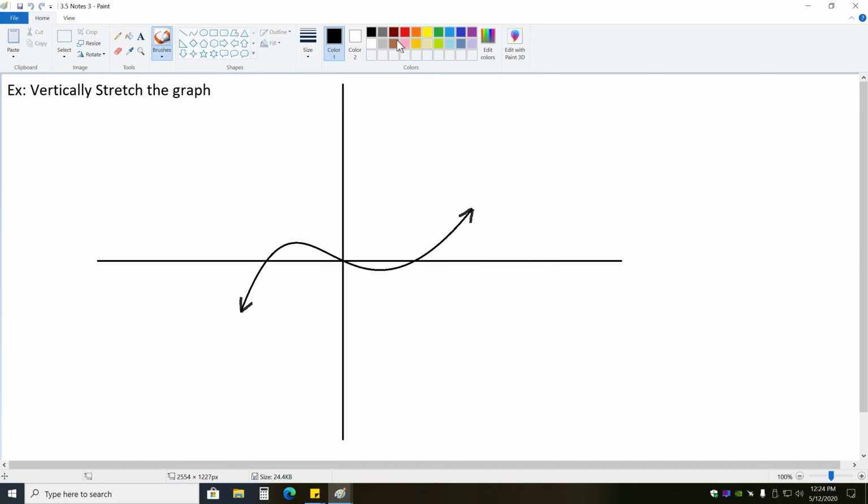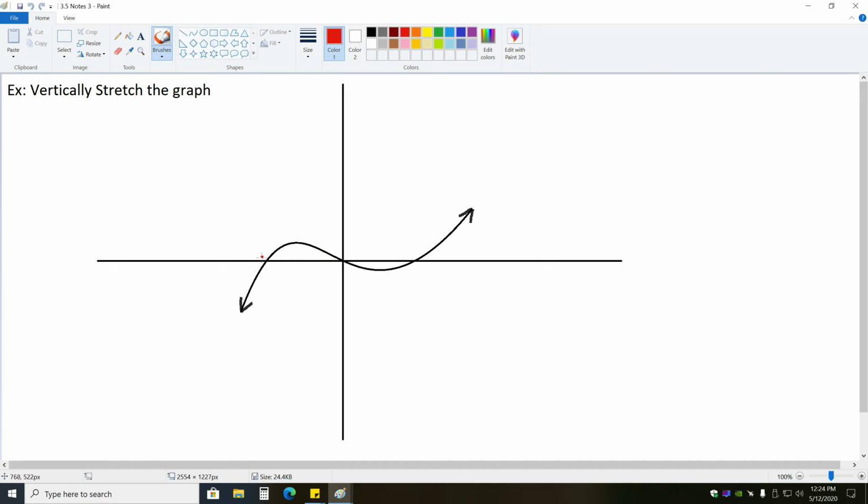So with that in mind, in this example, I want us to vertically stretch the following graph. I want you to take a moment, pause the video, see if you can take your best guess at what will happen when you vertically stretch this graph. Okay, so let's try this together.